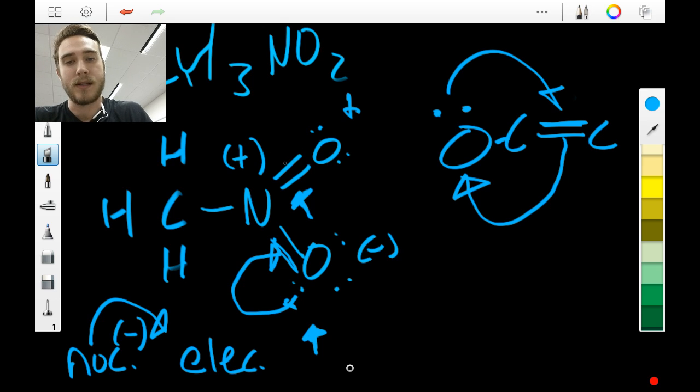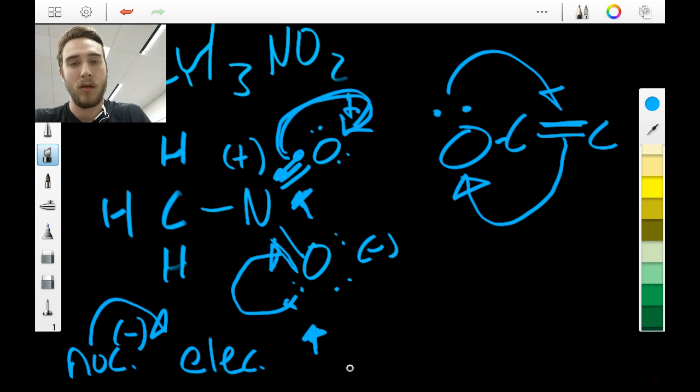So we're going to consider this pi bond the nucleophile, and our oxygen the electrophile. And we're going to move 2 electrons. We can visualize it, 1, 2. They're essentially just going from here over to make a lone pair.